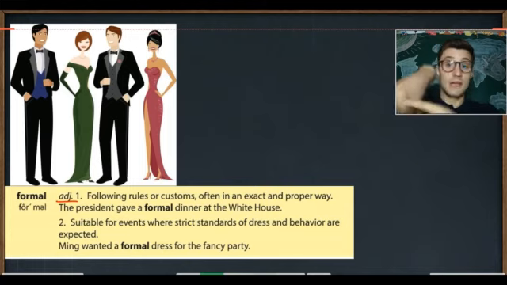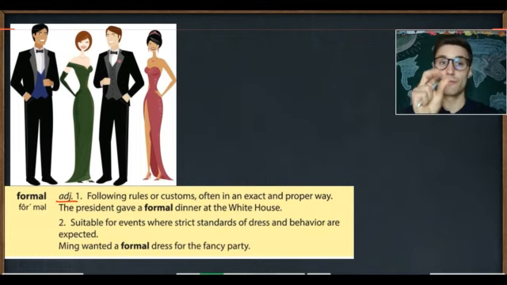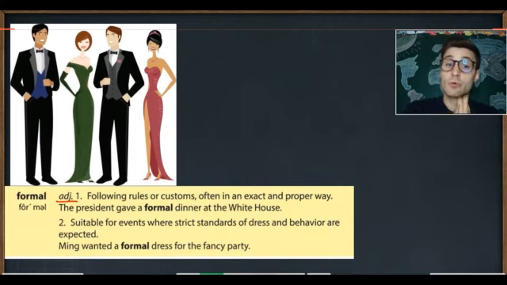Your elbows cannot touch the table. You have to sit upright. You cannot touch the food with your hands. You cannot eat big bites of food. You have to be formal, following the rules or customs, right? What are the rules or customs for a formal dinner in your culture?